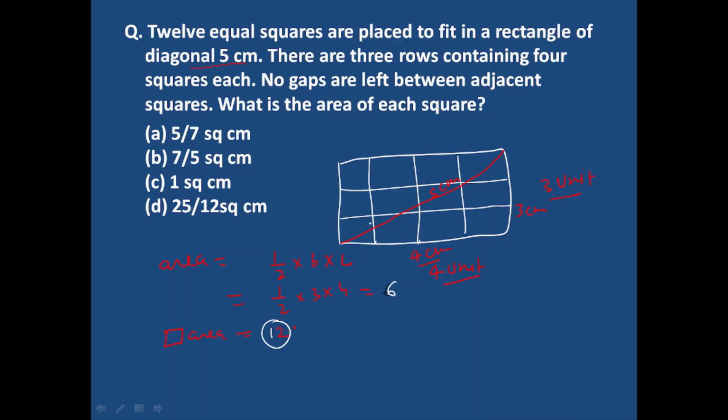Now you know every square is of the same dimension, so the area of each square will be equal to each other, and the area of the rectangle is 12 square units. So the area of each square will be 12 divided by 12, which means 1 square centimeter. So option C will be the right answer.